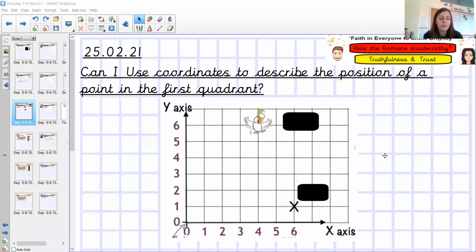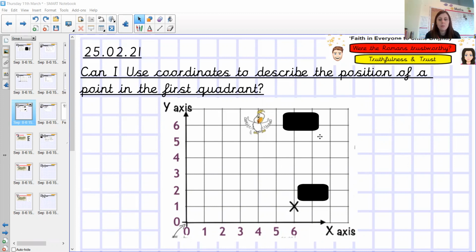Good morning, Year 5. Our 'can I' for our maths today is: can I use coordinates to describe the position of a point in the first quadrant? Okay, so we're having a look today at coordinates. I'm thinking about the position inside the first quadrant in front of us.